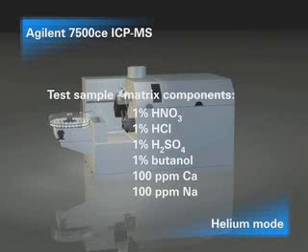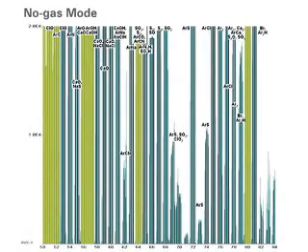To illustrate the interference removal power of the helium mode, a very challenging sample matrix containing these components was analyzed. Spectra were obtained for the mid-mass range, where most polyatomic interferences occur. This spectrum shows the matrix interferences that occur in normal ICPMS. This spectrum was acquired in normal mode, that is, with no gas added to the cell. Almost every analyte in this mass range suffers severe polyatomic overlaps, making quantification impossible at trace levels.